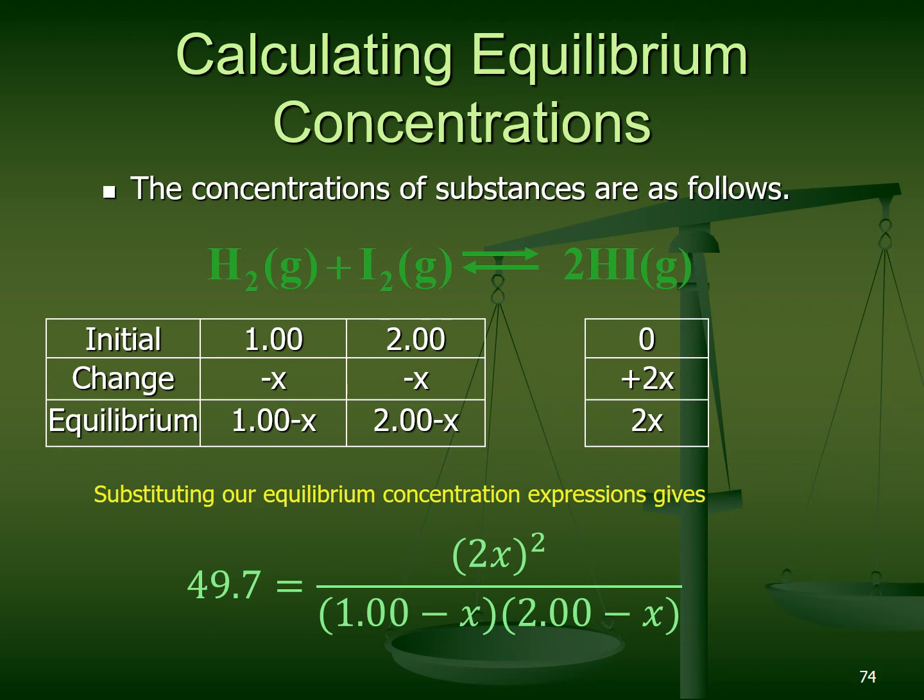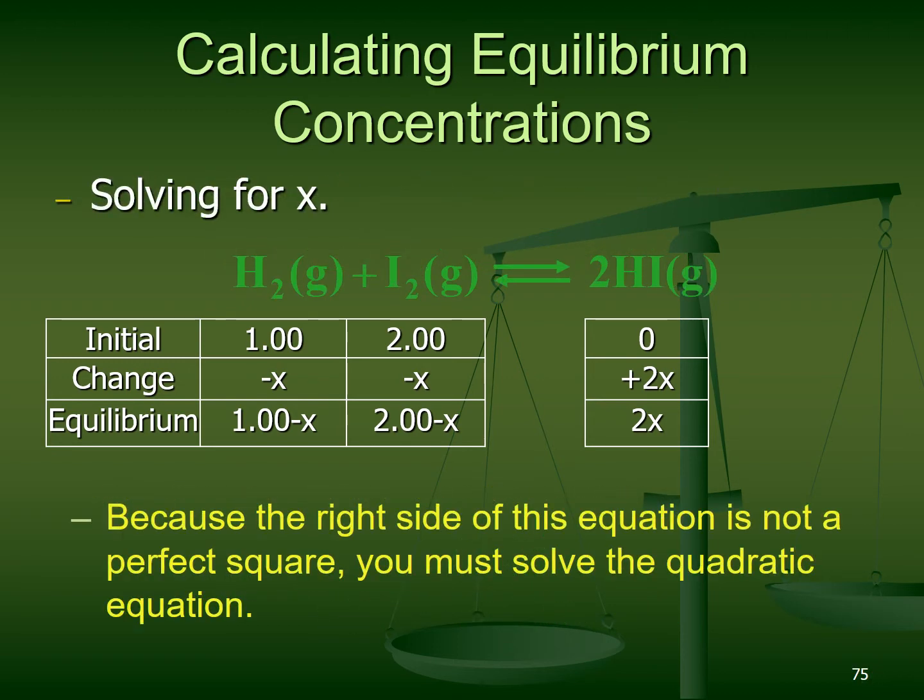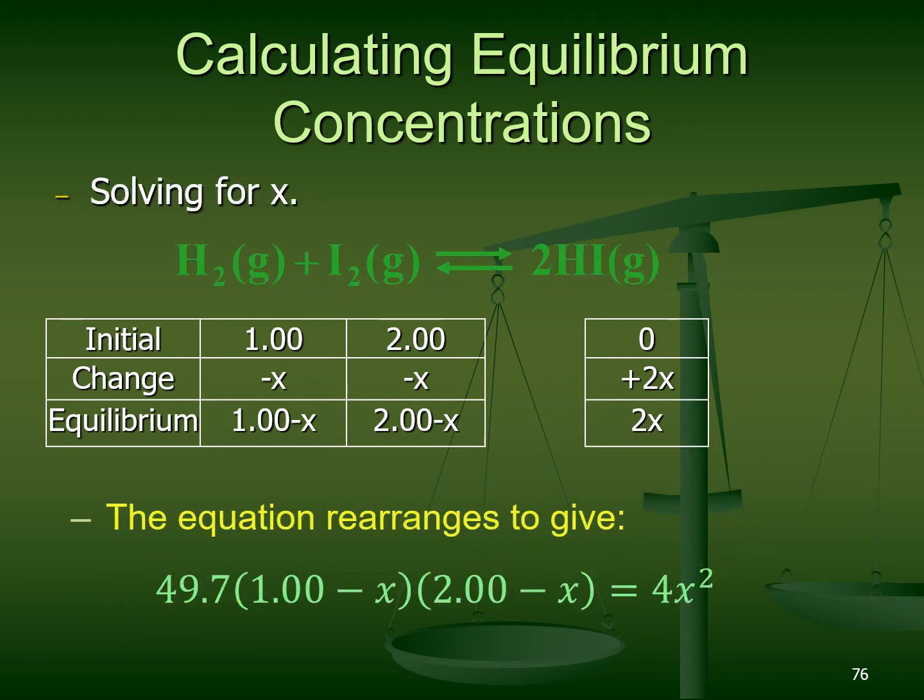So what we have to do is rearrange this to solve for x. And it's a quadratic, so it's going to take a little bit of work. Because the right side of the equation is not a perfect square, we have to solve the quadratic equation. All right, so the first thing you want to do is bring everything over. You see that I multiplied the 1.0 minus x and 2.0 minus x. We multiplied both sides by that, and then I squared out the 2x quantity squared becomes 4x squared.